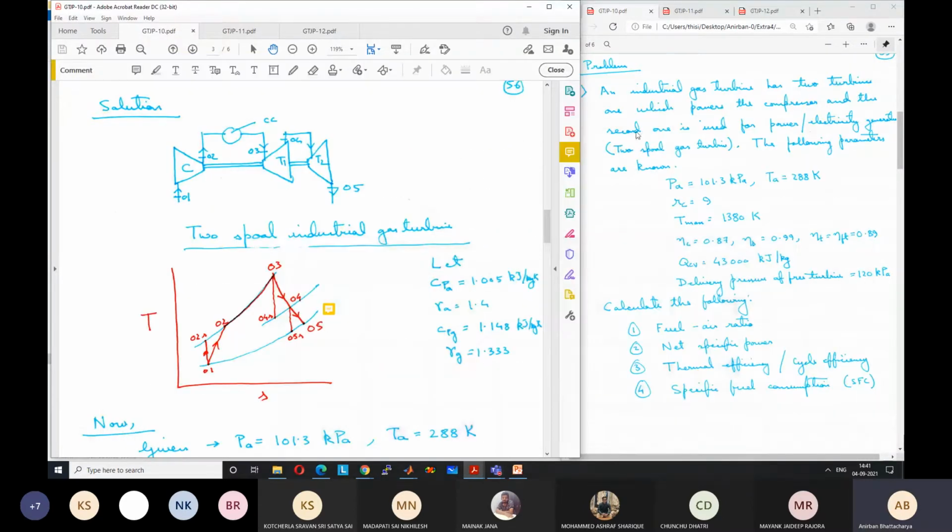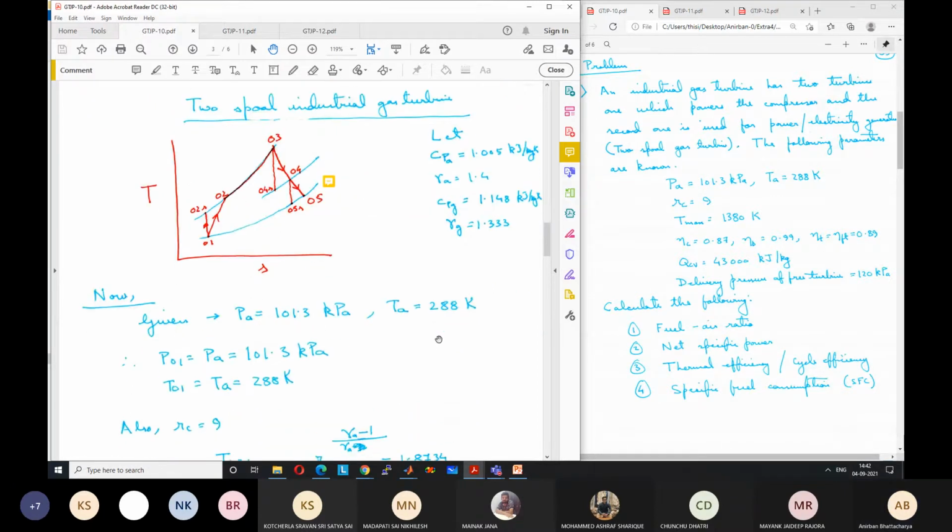So let us come back to today's problem, which we just started yesterday. The delivery pressure of the turbine was also given. If it is not given, we will assume that it is atmospheric pressure. Because it is given and it is different from atmospheric pressure, we have to separately account for that in our calculation. This diagram was wrong, as we discussed: P05 should be greater than P01. We needed to calculate the fuel air ratio, the net specific power, the efficiency of the cycle, and the specific fuel consumption, which we defined yesterday. Fuel consumption per unit power, right?